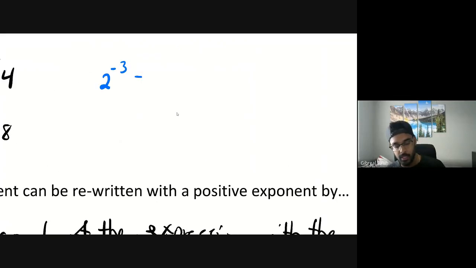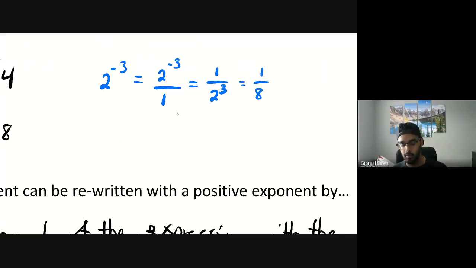Now, what that statement just said, the ones that we wrote together, taking the reciprocal of that expression, this 2 to the power of -3 can be written as 2 to the power of -3 divided by 1. Now, if I take the reciprocal of that expression, literally flip it over, what was the numerator becomes the denominator and vice versa, this will now say 1 over 2 to the power of +3. And that's where I'm getting that 1 over 8 from.